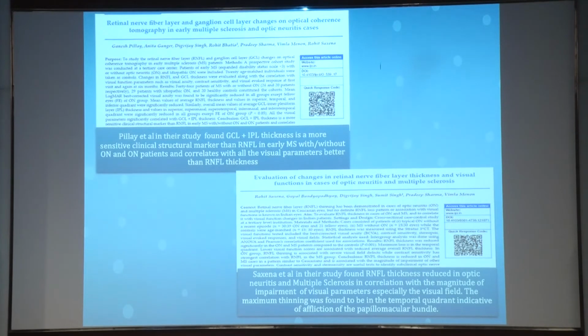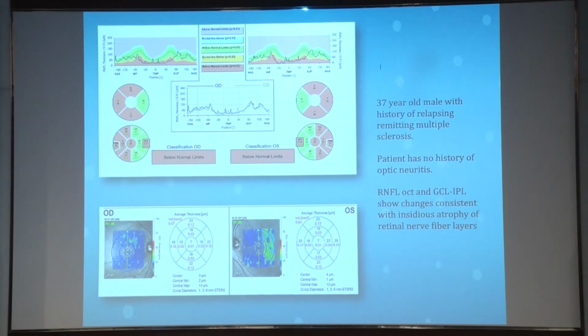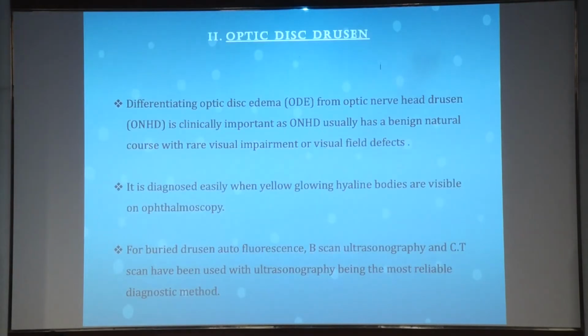for the papillomacular bundle. This was a 37-year-old male patient with a history of relapsing remitting multiple sclerosis, but interestingly, the patient had never had any history of optic neuritis, and he came to us with a 6/6 vision just for a regular checkup. When an RNFL OCT was done for this patient, we could see that there was a significant RNFL thinning in the temporal quadrant along with the changes in the GCL-IPL thickness. This was showing that there is an insidious atrophy of retinal nerve fiber layers occurring in this patient.